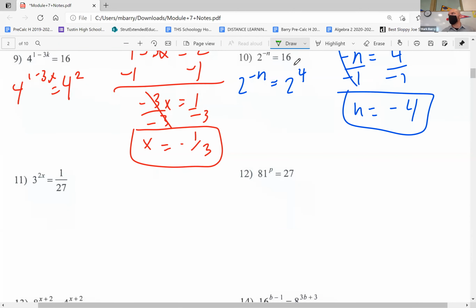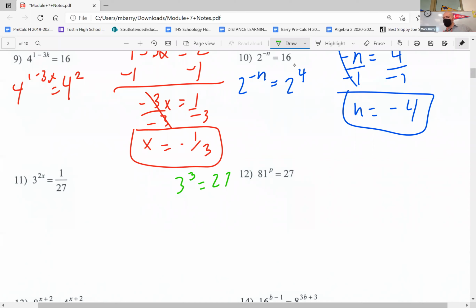Okay, so number 11. We got 3 to the 2x equals 1 over 27. That's kind of a weird one, right? Okay. What's the bigger number? Well, actually 3 is technically the bigger number because it's 1 over 27, but let's pretend that 1 over wasn't there for a second. Let's just pretend it was 27, okay? Can we write 27 using 3 to some power? The answer is yes. 3 to the third power is actually 27, okay?